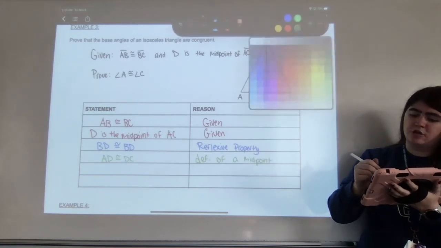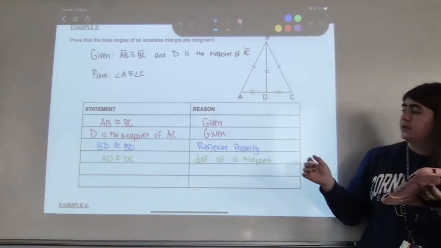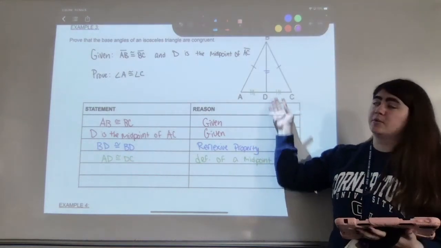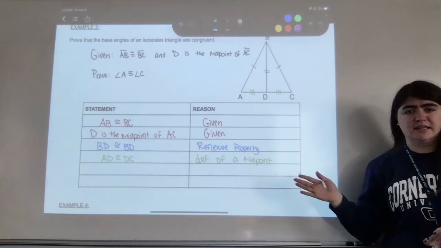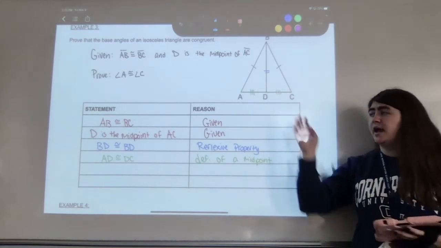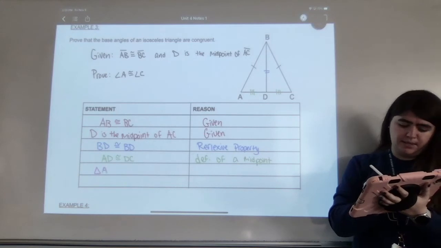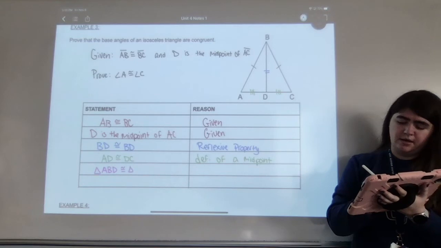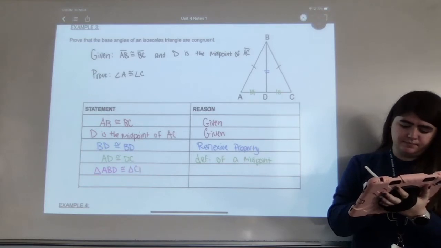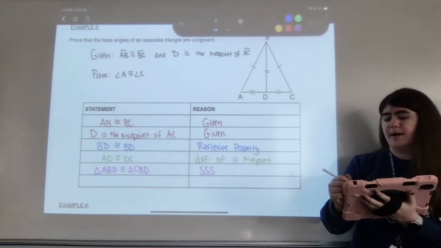And now that I have shown that I have three sets of congruent sides, I can say that these two triangles are congruent to each other. So I can say that triangle ABD is congruent to triangle CBD by the side, side, side congruence postulate.